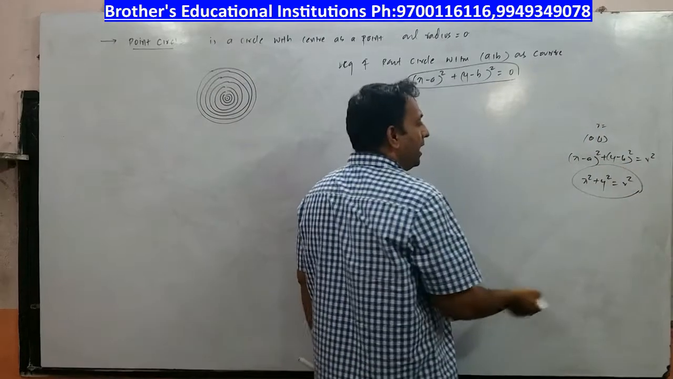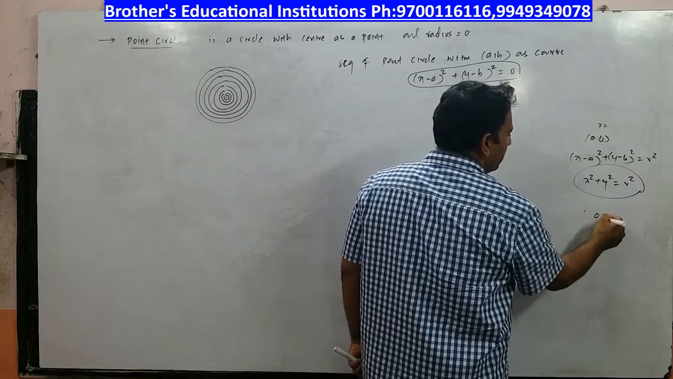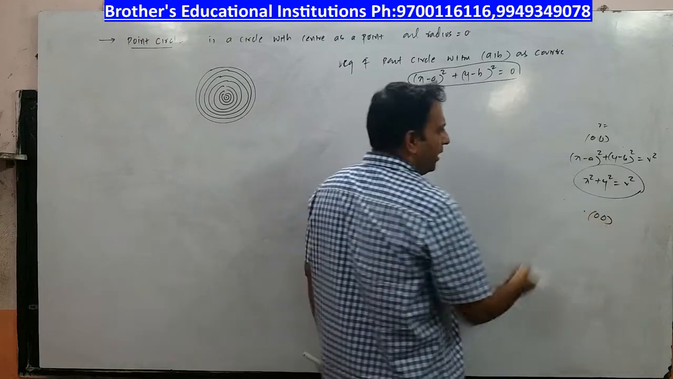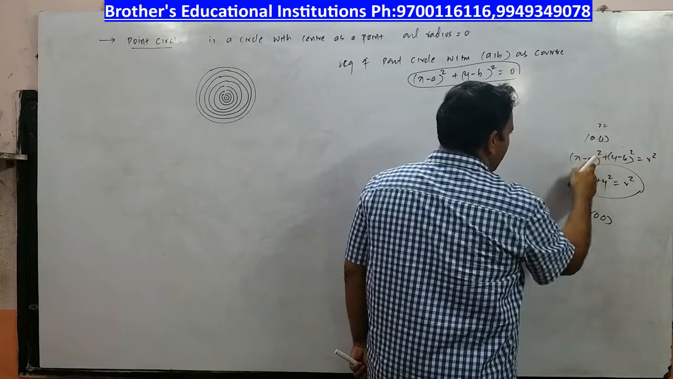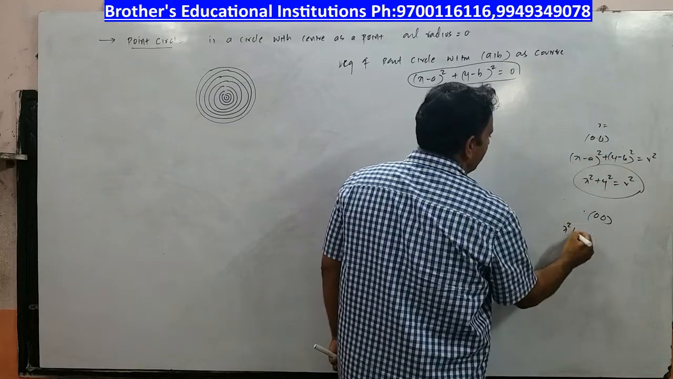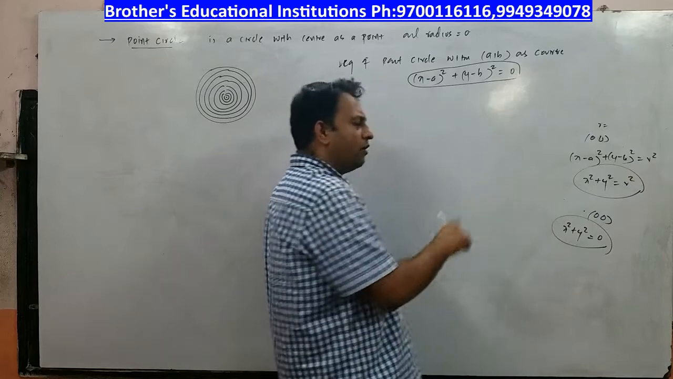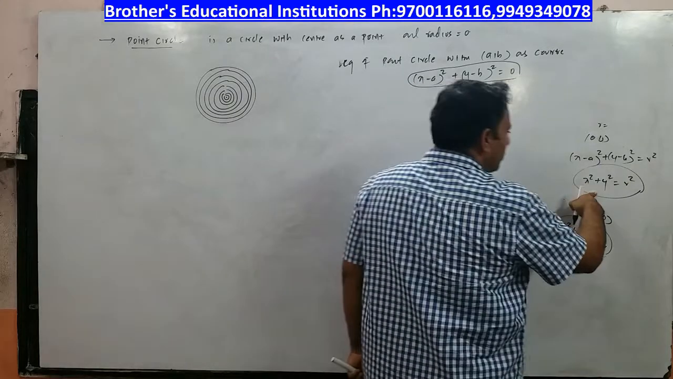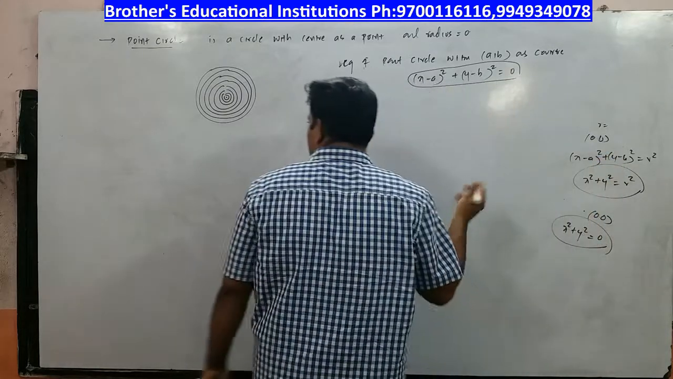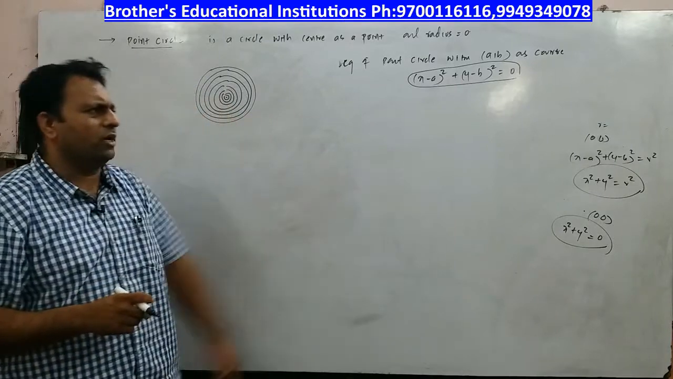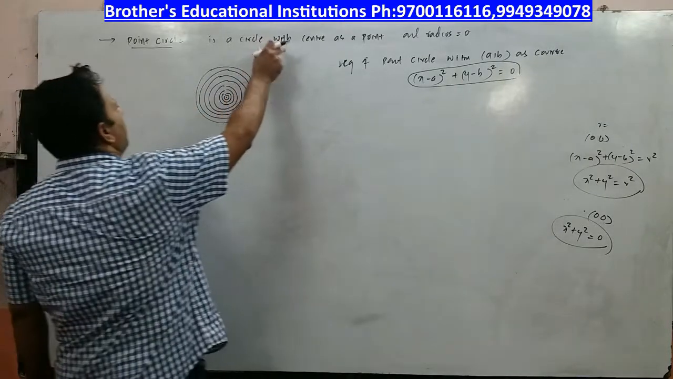Alright, and at the origin, if I want to find the point circle, it means the radius is 0, a is 0, b is 0, and the equation of the circle will be x square plus y square is equal to 0. This is called a point circle at the origin. This is called the equation of any circle with center as origin and radius as r. Anyhow, that is not that important. So you need to know what a point circle is.